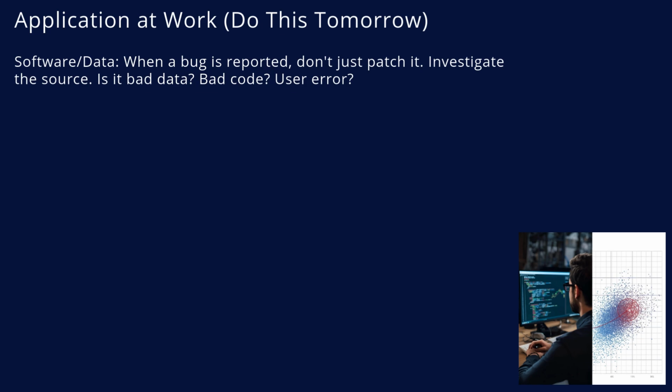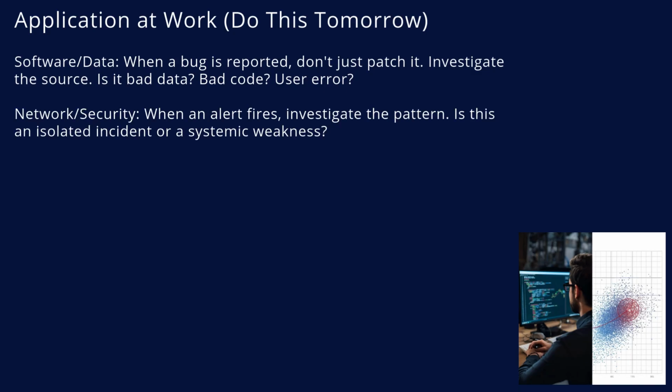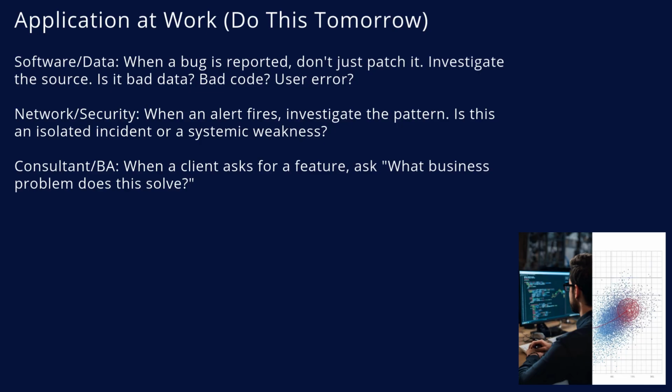If you are in software or data, when a bug comes in, don't just patch it. Investigate the source. Is it code, data, or user error? If you are in networking or security, look for patterns in your alerts. Is this a one-off or a systemic weakness? If you are a consultant or BA, push back on feature requests. Ask, what business problem are we actually solving here?